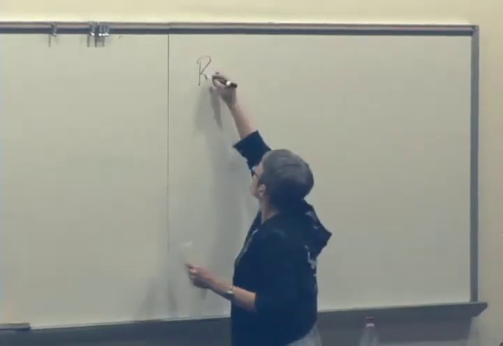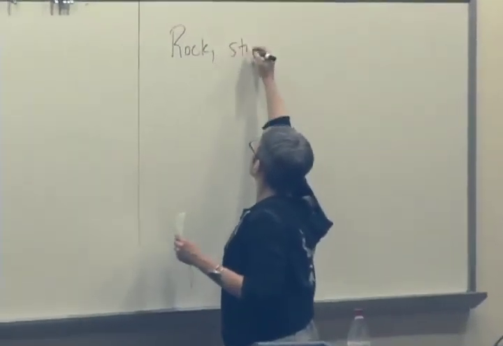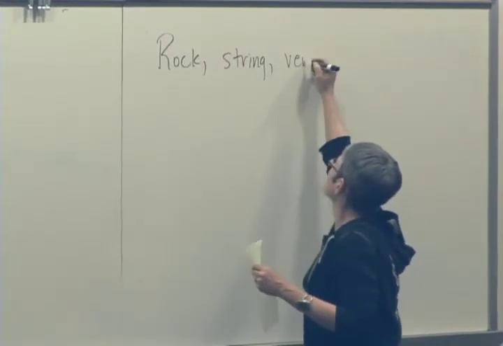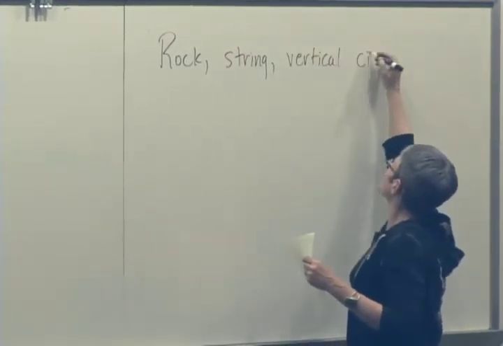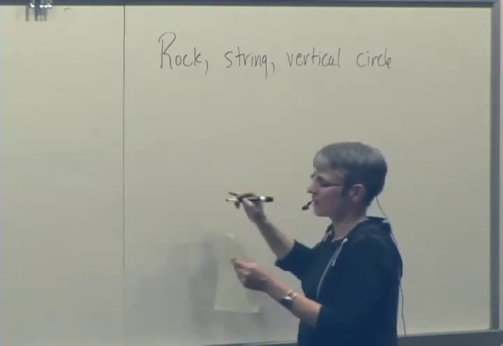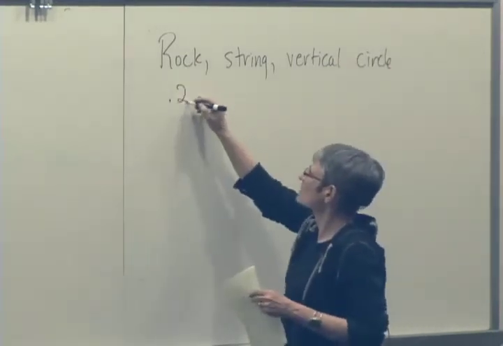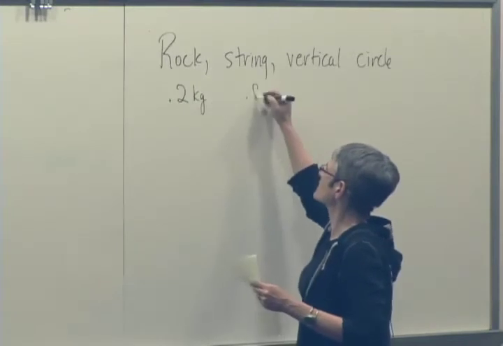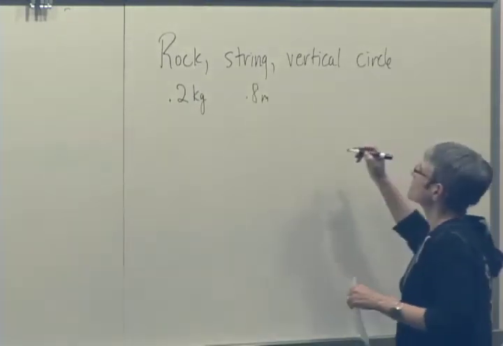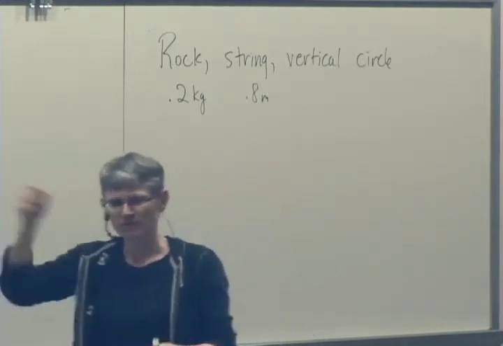As you may remember, one of the worked out problems was you have a rock on a string and you're whirling it in a vertical circle. A rock, a string, a vertical circle. The rock's mass was something like 0.2 kilograms and the length of the string was on the order of 8 meters. Now, when you whirl a yo-yo or something on a string around in a vertical circle, it's actually pretty tough to make it go at a constant speed.